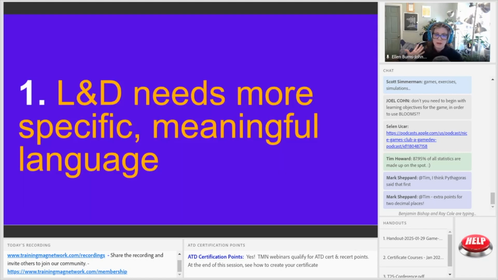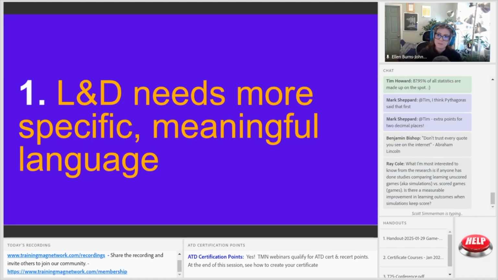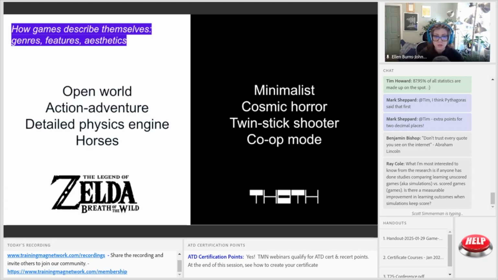Okay, so that brings us to where we're talking about language, right? In order to make that very specific, very contextual connection, we need to get more specific and meaningful in the language we use to explain it. So let's look at some examples. This is language that wouldn't make sense in the organizational context where we typically are. This is the language that games use to describe themselves. When you go out to the Nintendo eShop or you're going to Steam or you're going to the PlayStation store, you're seeing terms that describe genres. You're hearing terms that describe features or the aesthetics of a game.